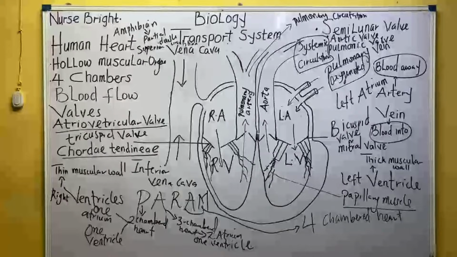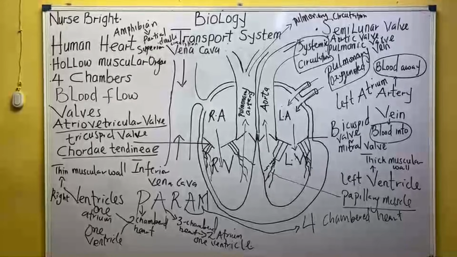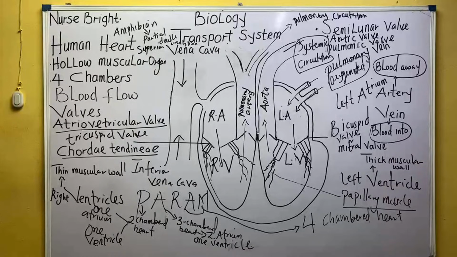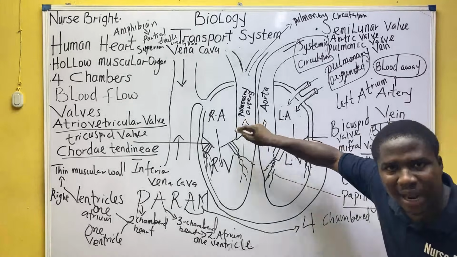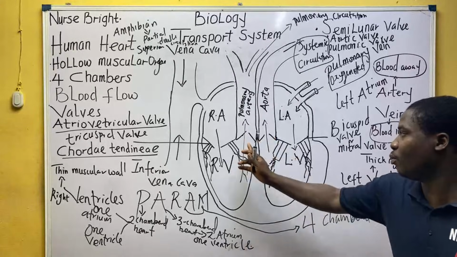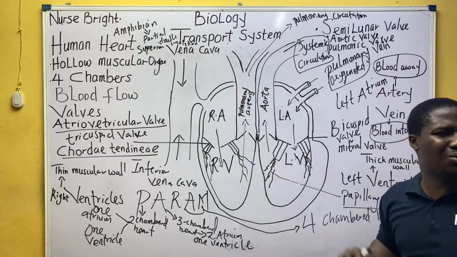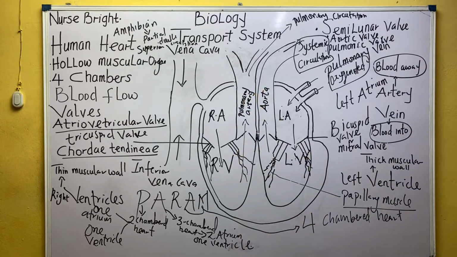Semilunar valves, I've explained it already. Semilunar valves are valves that prevent backflow of blood. We have two of them. They are found between the ventricles and the aorta and the pulmonary artery. They prevent backflow of blood, because blood goes like this, blood cannot come back. So it's simple, no more stress. So you that asked the question, is it clear now?